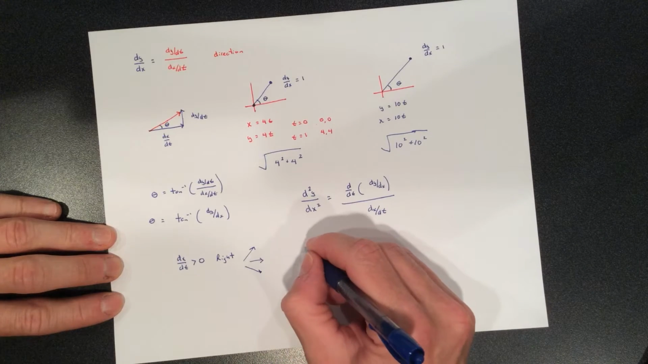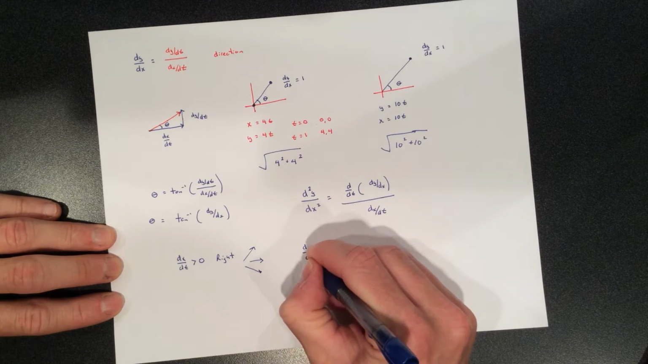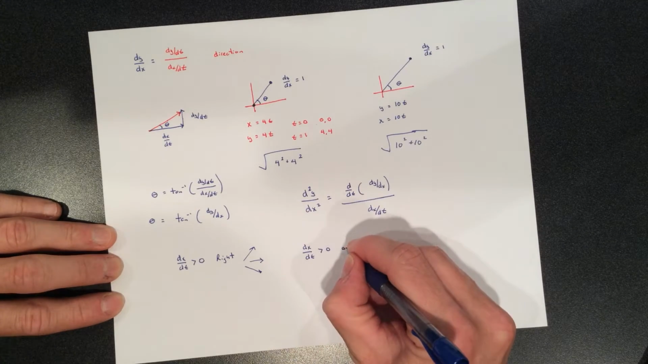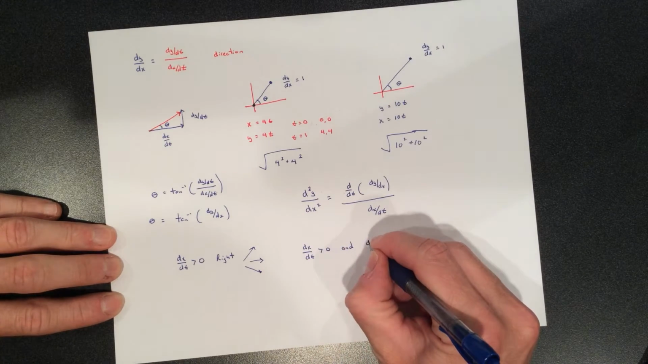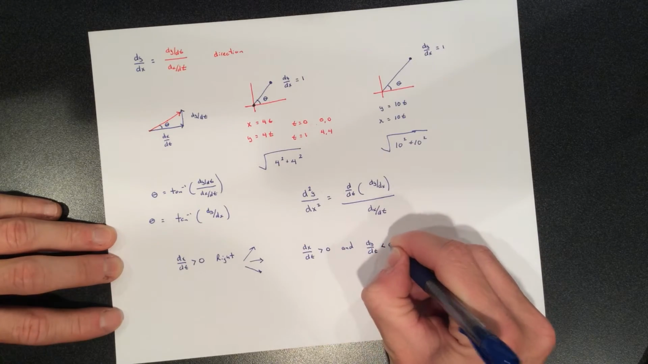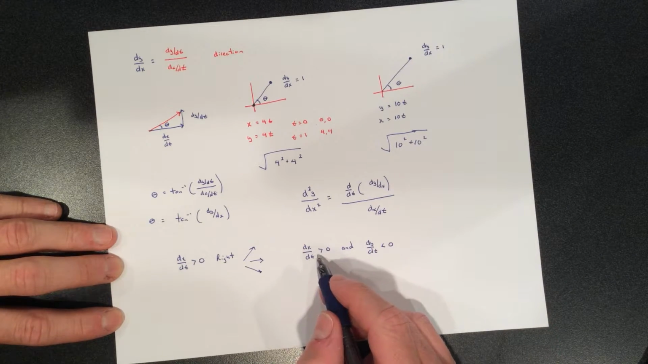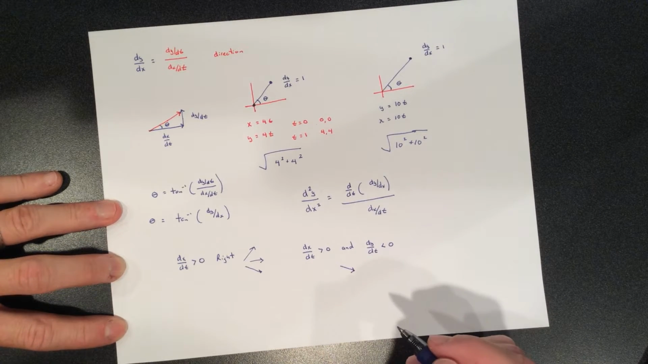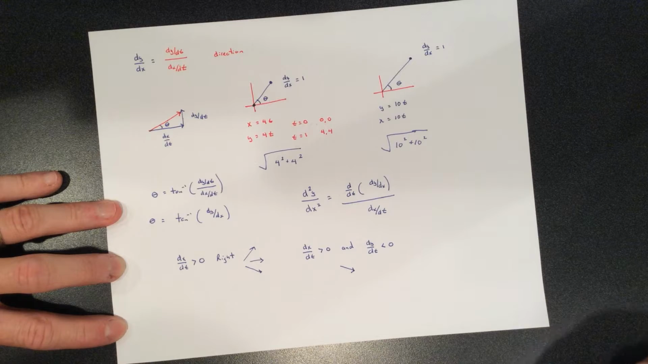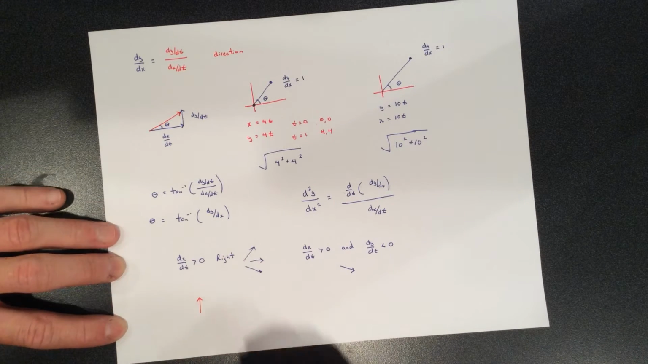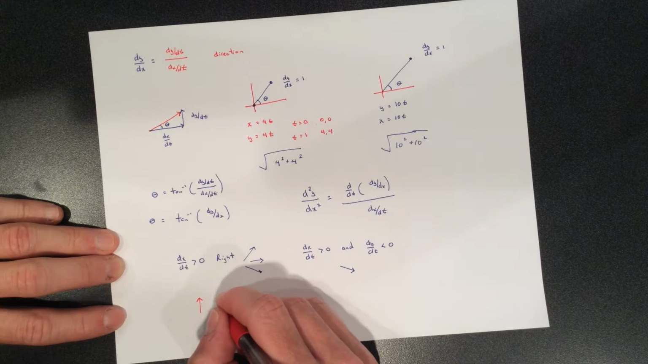What if you knew that this was true, and you knew that dy/dt was less than 0? Well, then you'd be moving right, and you'd be moving down, and so you know you're doing that. How would you decide if you were moving straight up? What would that mean? Well, what is moving straight up?